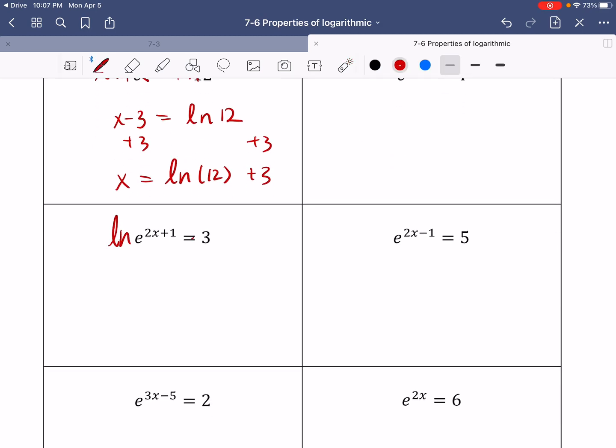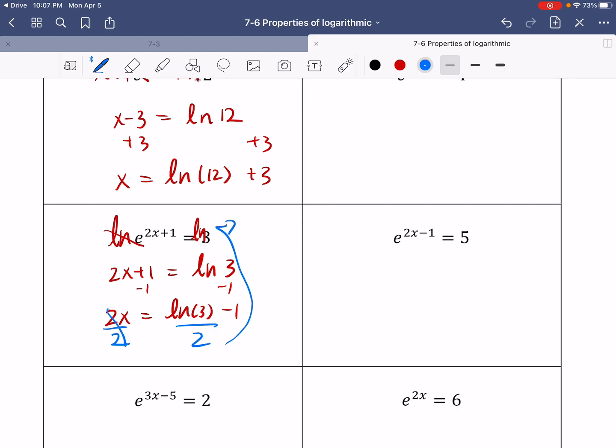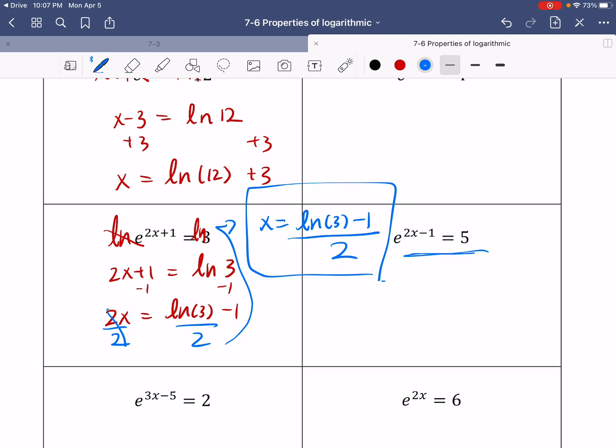Let's take the natural log on both sides. You're going to get 2x plus 1 equals natural log of 3. If you subtract 1 on both sides, you'll get 2x equals natural log of 3 minus 1. And if you divide by 2 on both sides, you get x equals natural log of 3 minus 1 over 2. Okay, you can try this one by yourself.